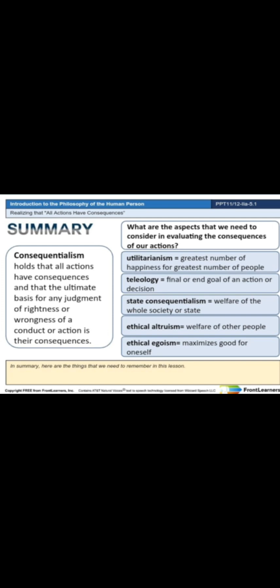Utilitarianism: the greatest happiness for the greatest number of people. Teleology: the final or end goal of an action or decision. State consequentialism: the welfare of the whole society or state. Ethical altruism: the welfare of other people. Ethical egoism: maximize good for oneself.